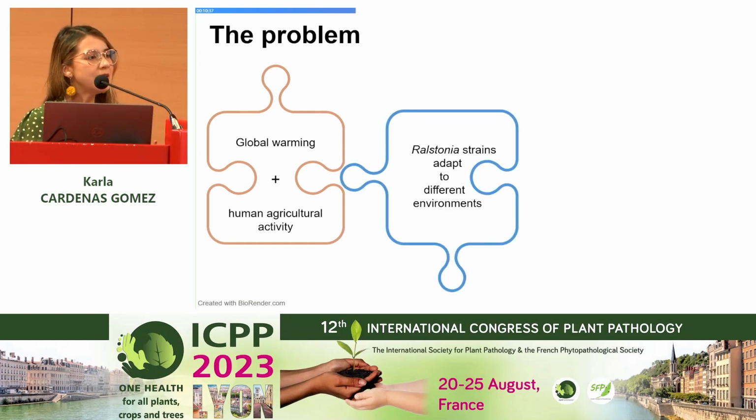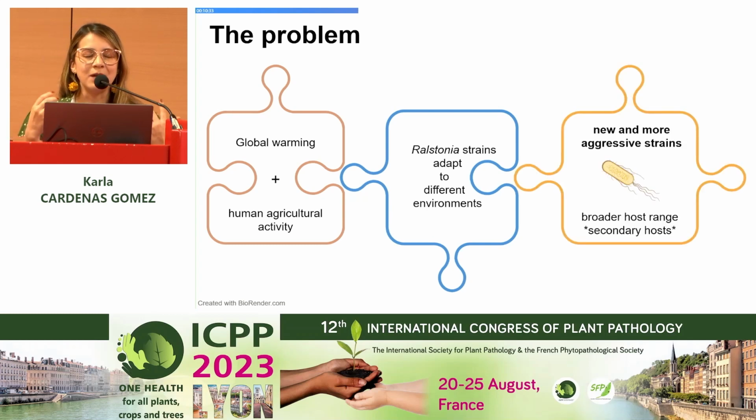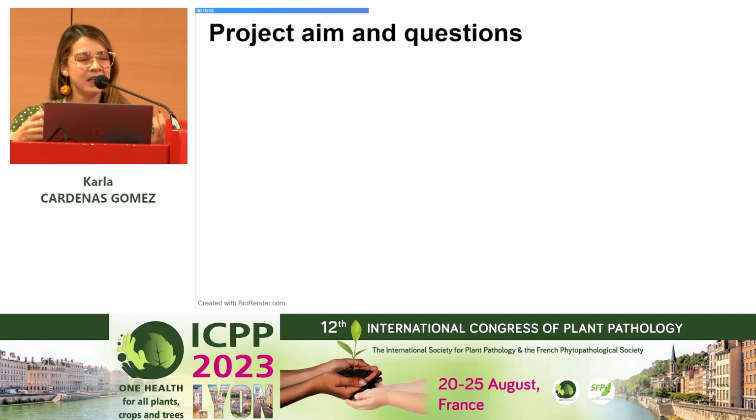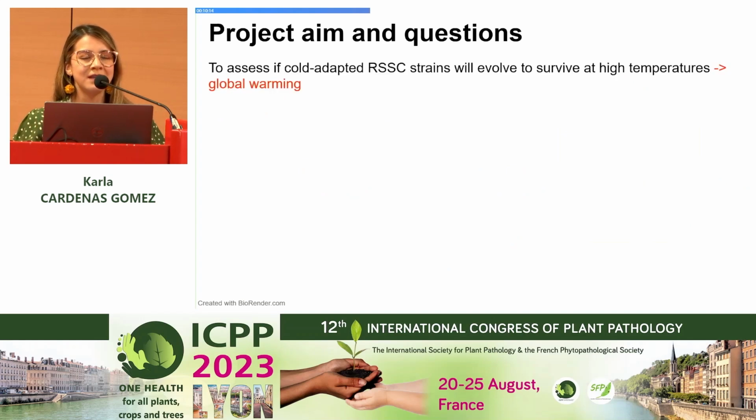And then the ability of Ralstonia to adapt to different environments might create new and more aggressive strains with the ability not only to spread in other areas of the globe, but also maybe to cause infections in secondary hosts. So again, we have many pieces of the puzzle that are not completely clear. So the aim of this project is to assess if cold-adapted strains can evolve and adapt to survive at warm temperatures in light of global warming.